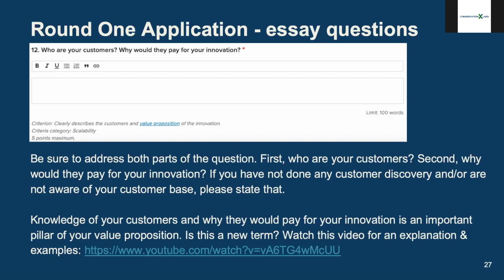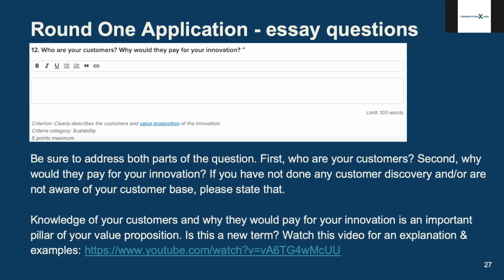Users and customers might be different to you, and if so, then you might want to describe that as well. Who's going to use your innovation versus who's going to pay for your innovation? The second question here is why? Why would they pay for your innovation?